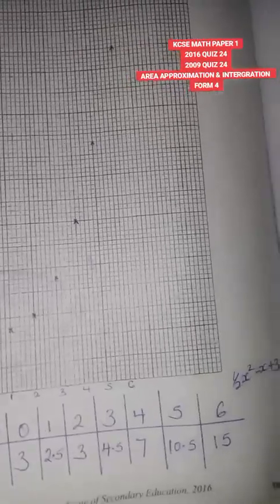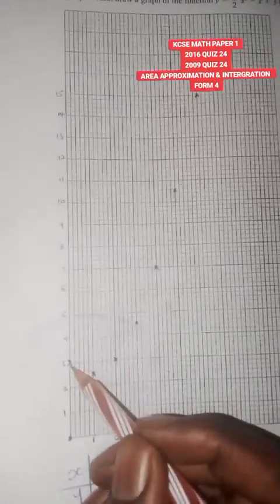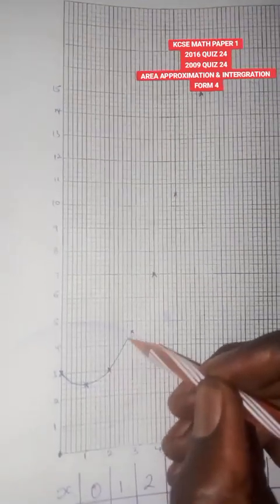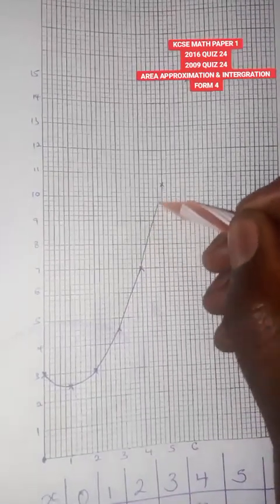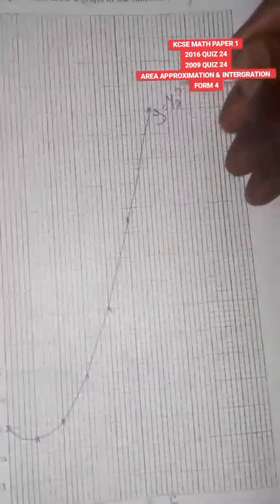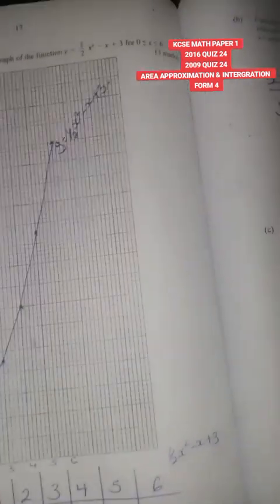Then I am going to join using my bare hands, without using a ruler, because of the curve. Remember, when you're drawing, make sure you use a pencil. I'm using a pen so that you can see clearly. So I have my equation there. Then at the end, I'll write the name of my curve as y = half x squared minus x plus 3. Now that one I've just gotten my 3 marks. I go now to the next question.